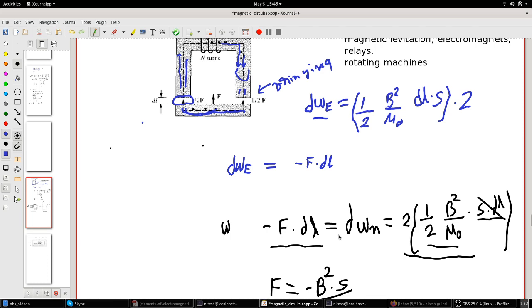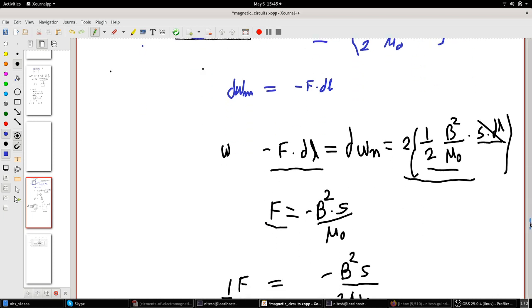So F into dl will be given as dWe, or dWe with a notation of M, because it's a magnetic field energy. I will be consistent and just use M here and here. So work done will be F into dl, which I can equate to 2 into B square by mu 0 dl into S.